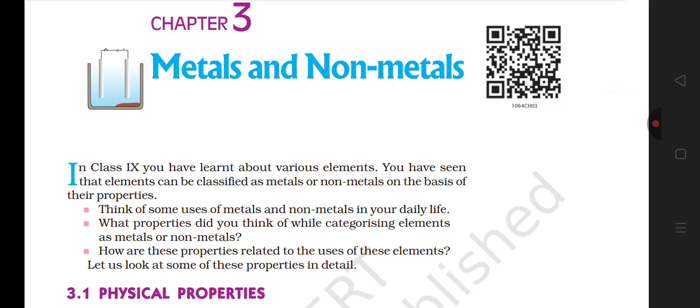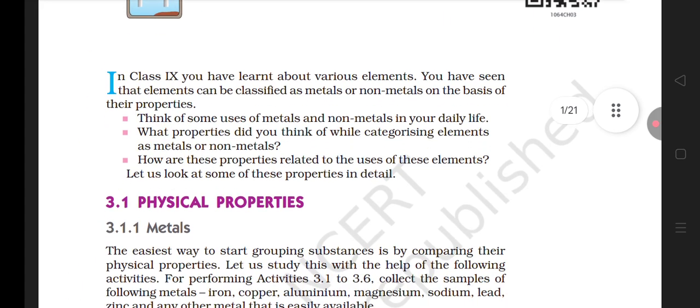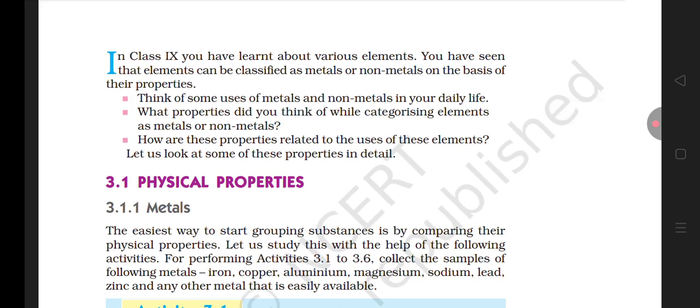So let's start with class ninth. In class 9 you have learned about various elements. You have seen that elements can be classified as metals or non-metals on the basis of their properties. Think of the uses of some metals and non-metals in your daily life. What properties do you think of while categorizing elements as metals or non-metals? How are these properties related to the uses of these elements? Let's look at some of these properties in detail.